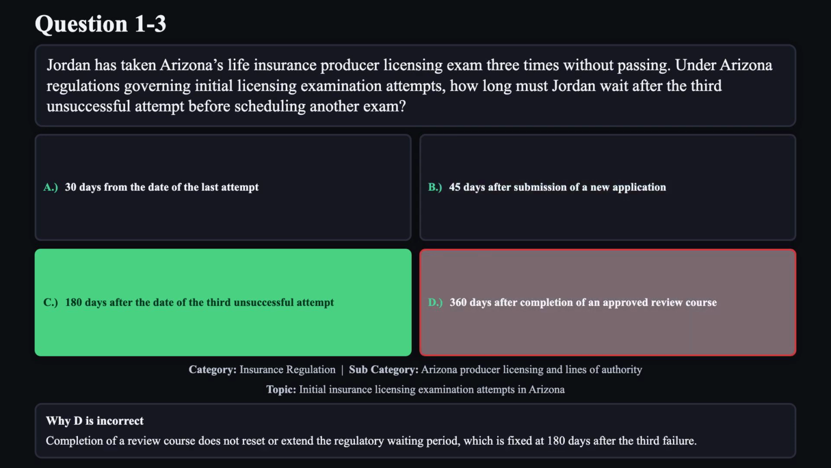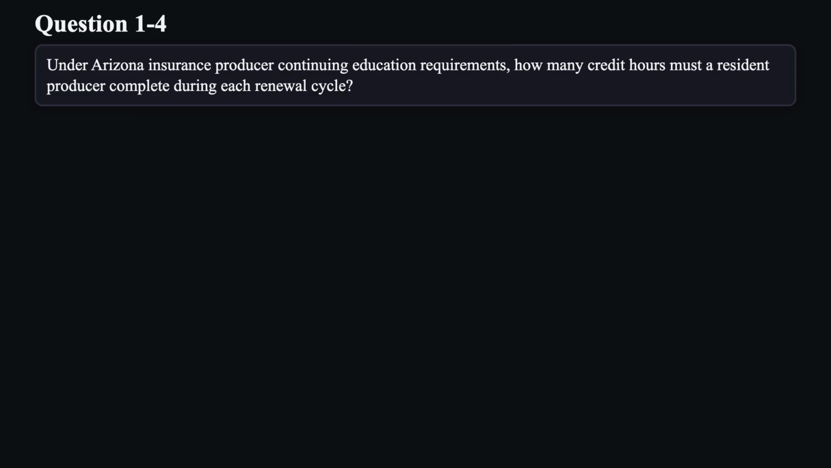Reason D is not correct. Completion of a review course does not reset or extend the regulatory waiting period, which is fixed at 180 days after the third failure. Question 4.